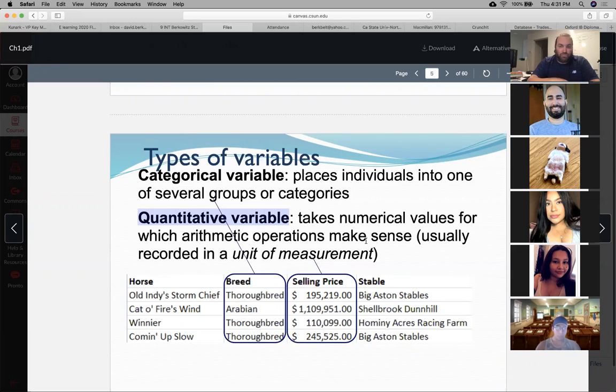What are some numerical values for which arithmetic operations do not make sense? That would be something like zip codes, which is an example that we've used before. You can't average zip codes. So just because things are numbers does not make them quantitative, but the ones that are quantitative are things that when you do math on them, they do make sense, and they usually come with a unit of measurement. So dollars, inches, pounds, etc.